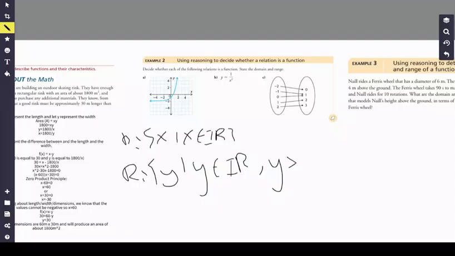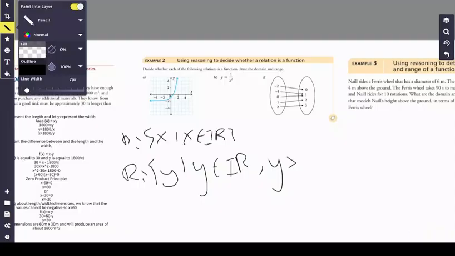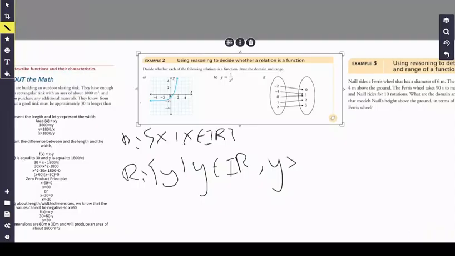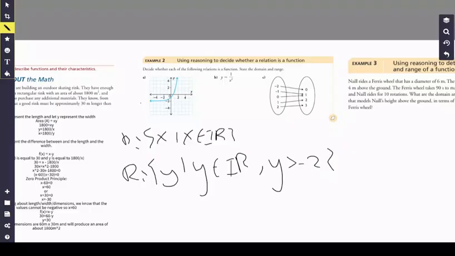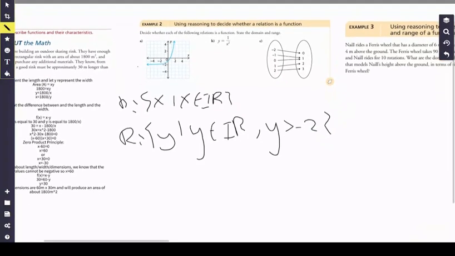Now we have to debate, is it greater or equal to, or is it greater? We notice there's an asymptote at -2. So it's only y that's greater than -2. And there we go. We have our answers. Alright, let's go ahead and move on to B.